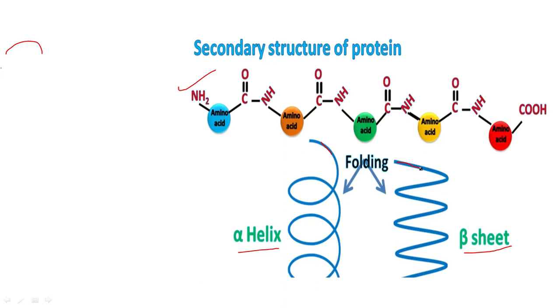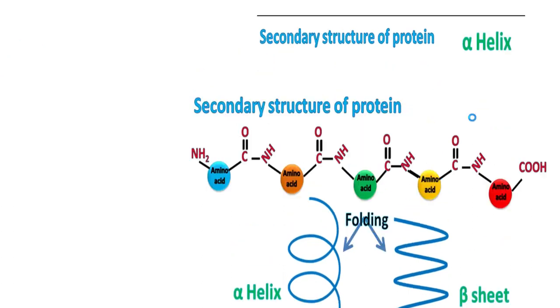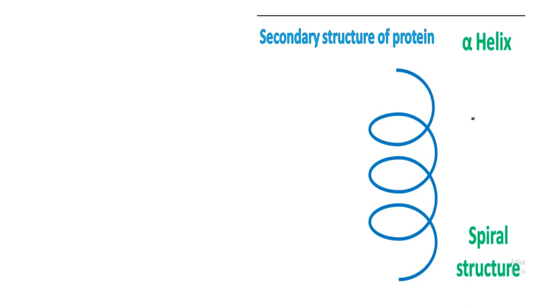So it may fold itself into either an alpha helix structure or a beta sheet type of structure. And you can see these are the peptide linkages. We will now be talking about the secondary structure of the protein in detail, about the alpha helix structure and the beta sheet structure. First of all, we will be talking about the alpha helix structure.